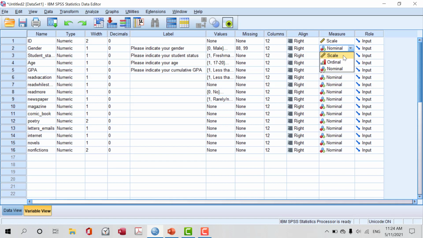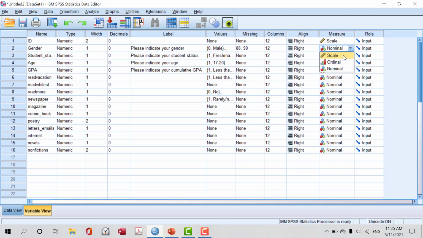So where have they gone? Well, SPSS actually merged the last two scales into one. Now it is called scale, right? So basically, interval and ratio scale are now merged into only one measurement, and that measurement is called scale.